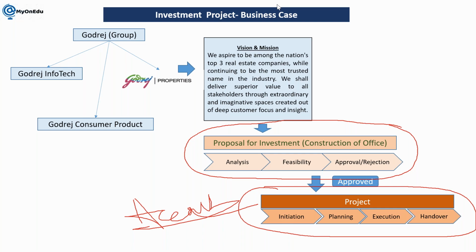Is there any major difference in ECC and S4HANA from the project side? There is not much difference, apart from the Fiori tiles which have been added, especially in PS and IM.